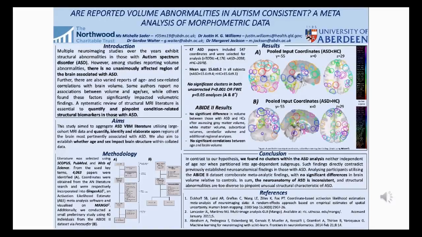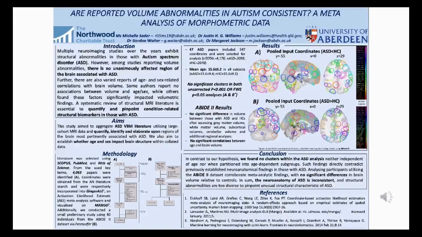Literature was selected using Scopus, PubMed, and Web of Science. Our exclusion criteria comprised publications older than 20 years, animal studies, publications lacking case-control environments, meta-analyses, reviews or non-imaging work, and publications not conducting voxel-based morphometry or including coordinate MNI results.